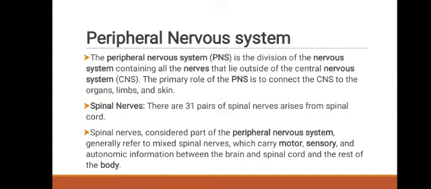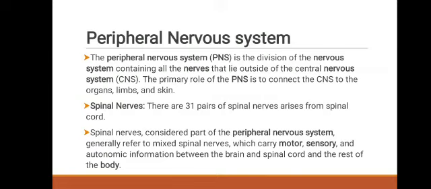Spinal nerves are present in peripheral nervous system. There are 31 pairs of spinal nerves arising from spinal cord which are present in our whole body. The primary function of spinal nerve and cranial nerve is to collect all the sensory information and transmit to brain through the spinal cord. The spinal nerves are present below the neck and cranial nerves are present above the neck.